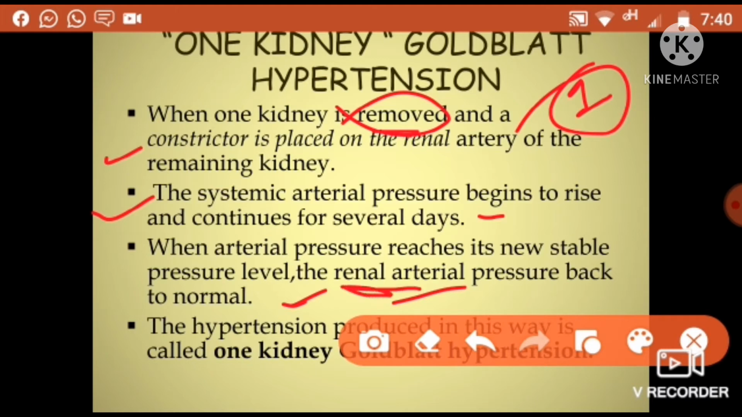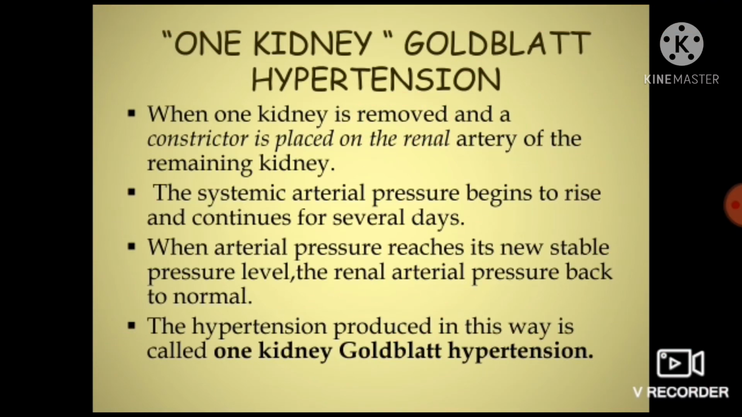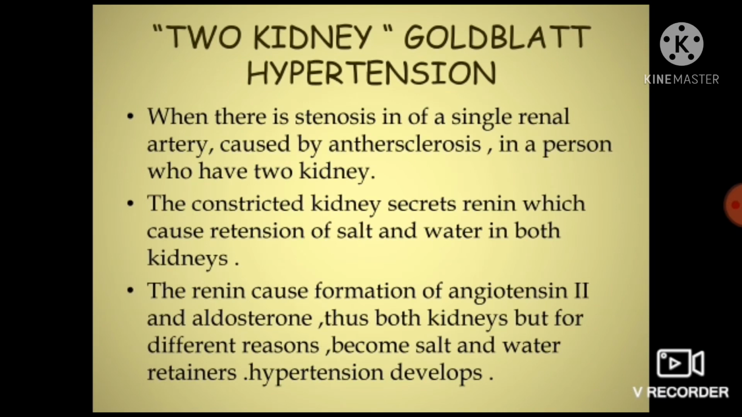Kidney, the pressure which is borne by the kidney becomes back to normal, and the person is again moving towards a healthy life. The hypertension produced in this way is called one kidney hypertension. The second type is two kidney hypertension.